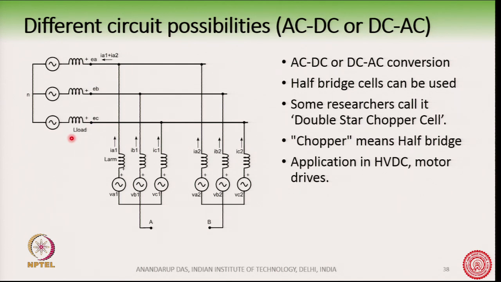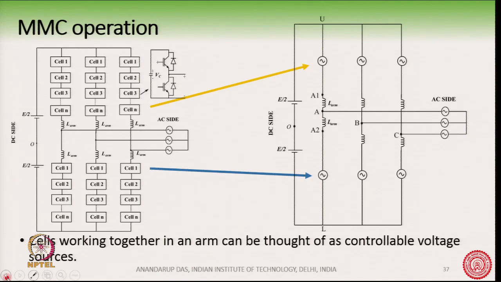Now, these are the 6 controllable voltage sources. So, these are the 3 controllable voltage sources of the upper arm and these are of the lower arm, and these are the arm inductors. So, this here corresponds to this upper arm here. You just see that I have drawn this circuit only, but now in a slightly different fashion.